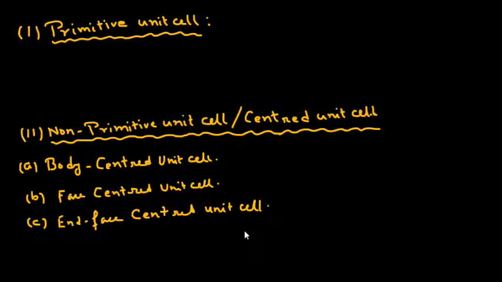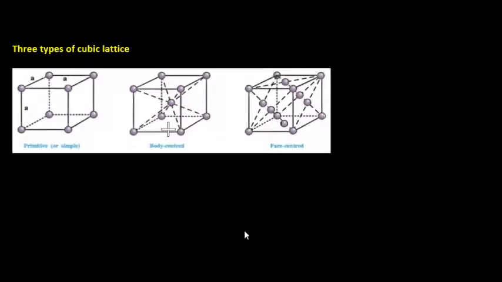So we can see here the first one, the primitive or simple, where 8 corners contain 8 lattice points, and second is body centered, and third one is face centered.